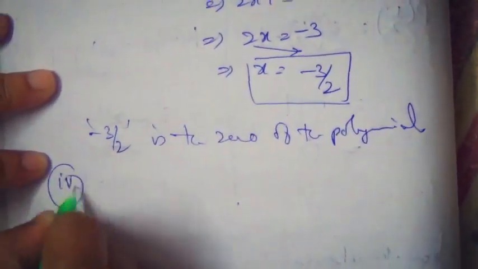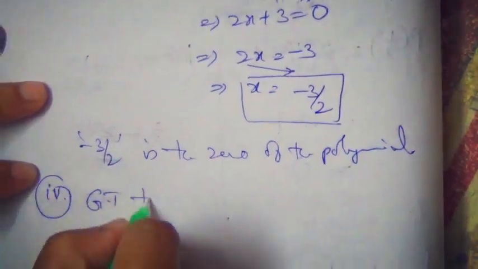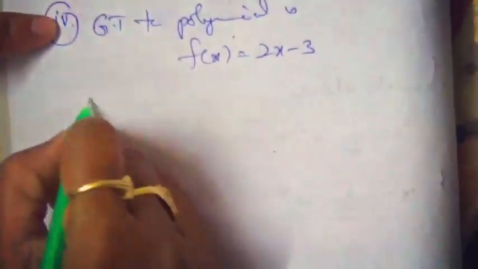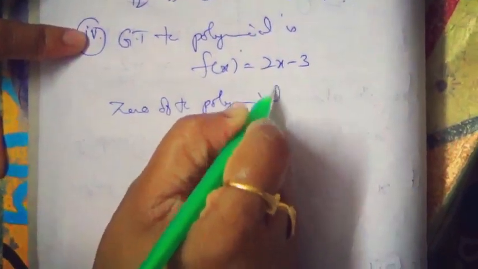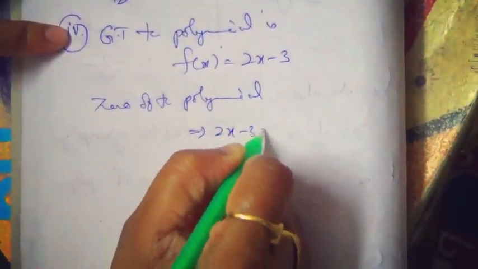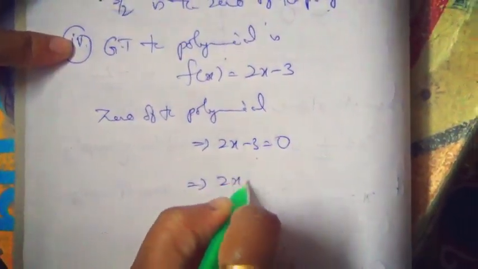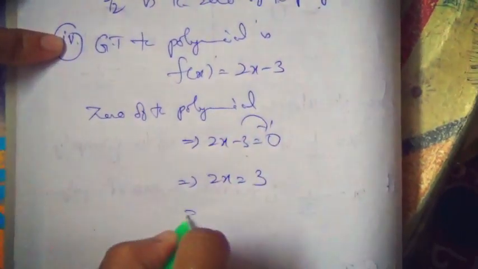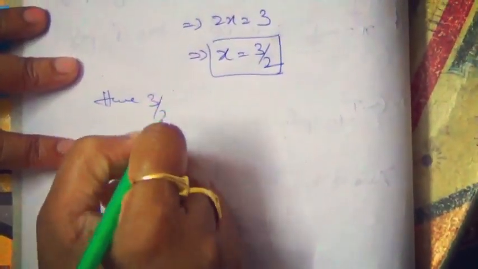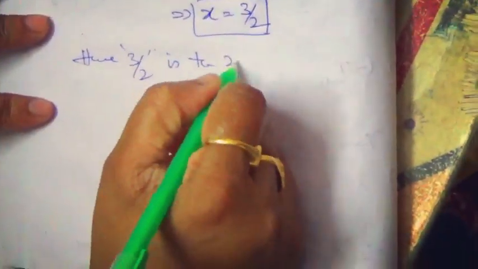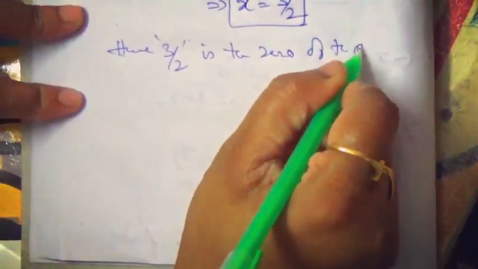Fourth sum. Given that the polynomial is f of x is equal to 2x minus 3. Zero of the polynomial: 2x minus 3 is equal to 0. That implies 2x is equal to plus 3, so x is equal to 3 by 2. Here 3 by 2 is the zero of the polynomial.